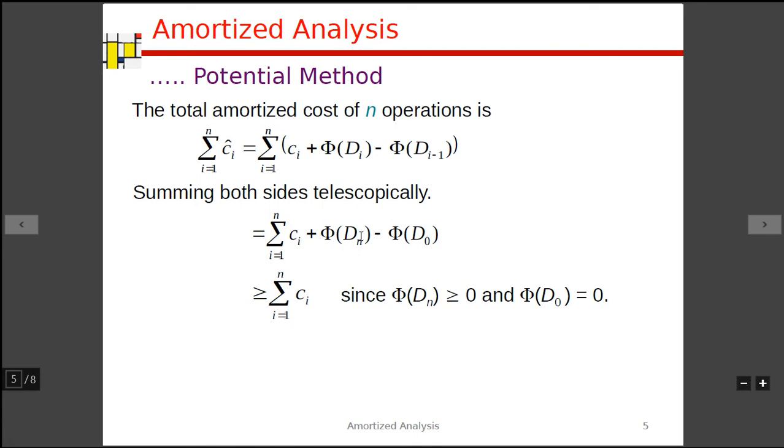minus phi of D0, where Dn is the state after n transactions and phi of D0 is 0. That means how much difference there is between the 0th transaction and the nth transaction. That will identify the amortized cost of n operations. So if this is greater than or equal to the actual cost, that means the account is in benefit.